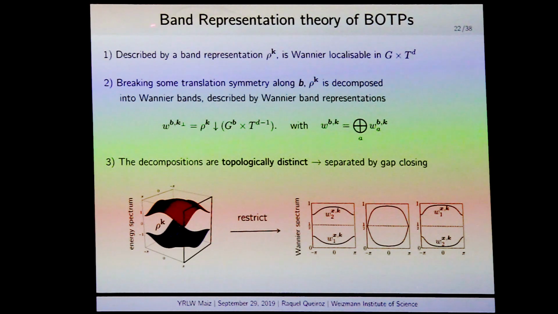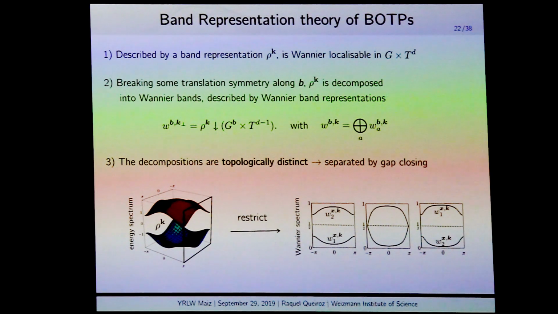So the band representation of a boundary obstructed topological phase is just a single band representation, Wannier localizable in the symmetry group of your system, which corresponds to the point group and the translations. And when I calculate the surface Wannier spectrum, I'm always going to decrease the symmetry of my system to a subset. That subset corresponds to lower translation symmetry, since I broke translation in the perpendicular direction, and also corresponds to going to the point group not of the bulk, but exactly of the boundary.